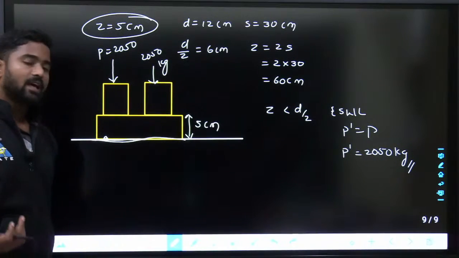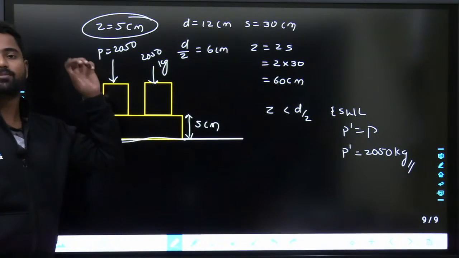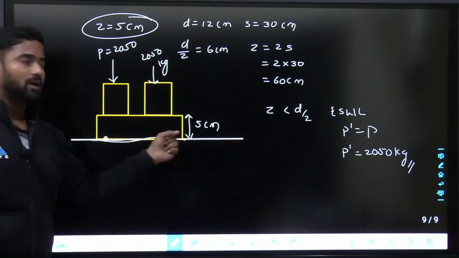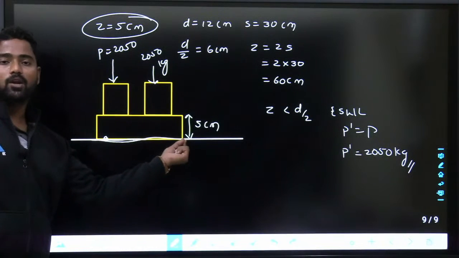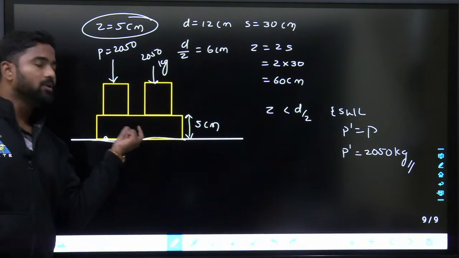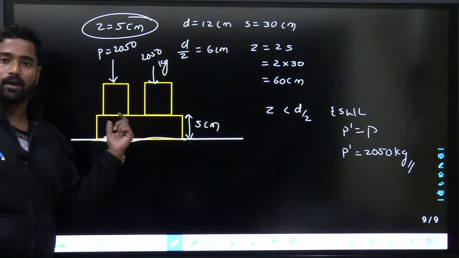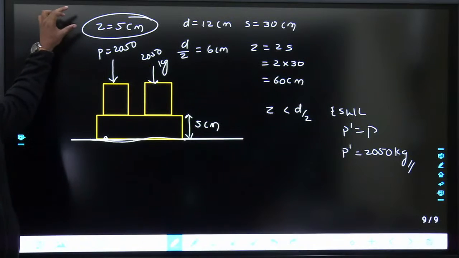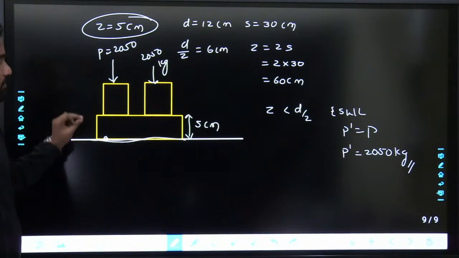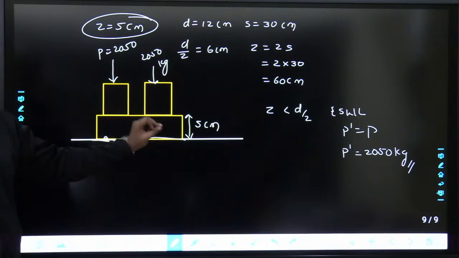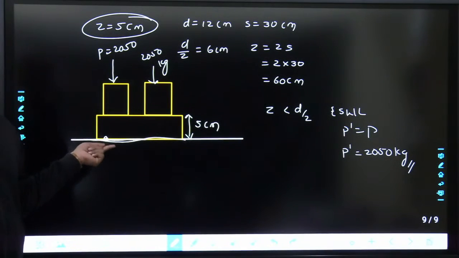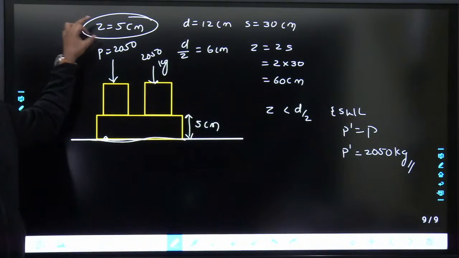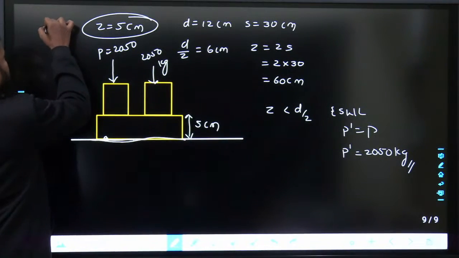Indirectly, I said Z is the depth at which stress should be the same. That means indirectly that is the thickness of the pavement. At the end of the pavement, stresses should be maintained the same. Okay, I think now it is clear to you. Z can be called the thickness of the pavement, or the depth at which stresses should be maintained the same. That is the reason I am taking Z as 5 centimeters. This is the first one.